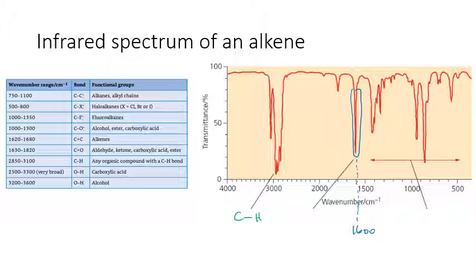So let's pick it out on the data table. We've got this one here is what we see, 1600, slightly more than 1600. So that's how we distinguish this one from this one, this one is an alkene. The sharp peak at just slightly over 1600.